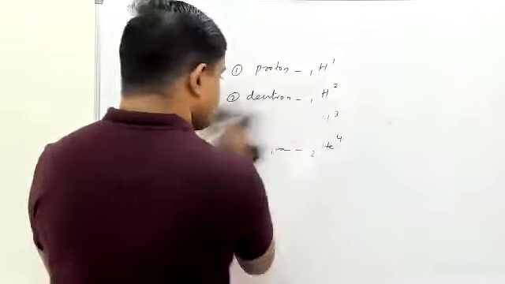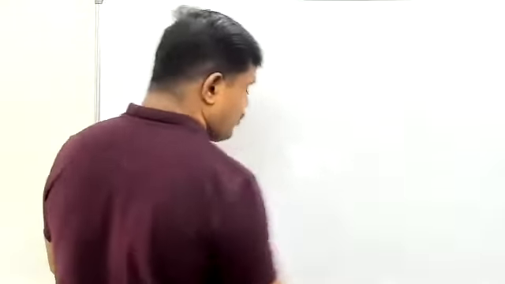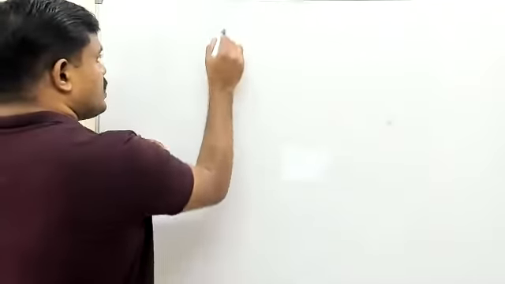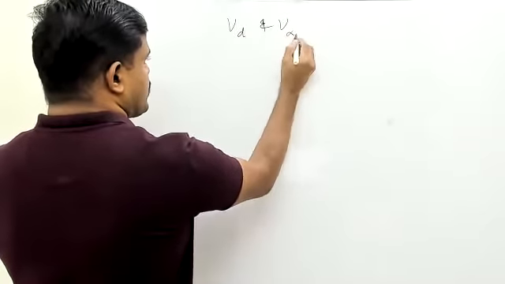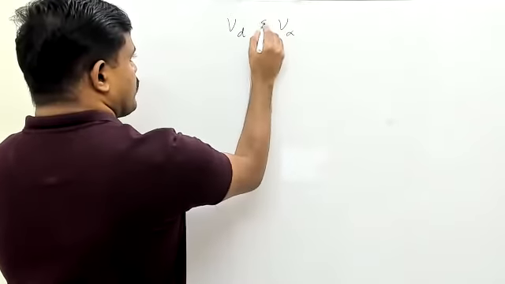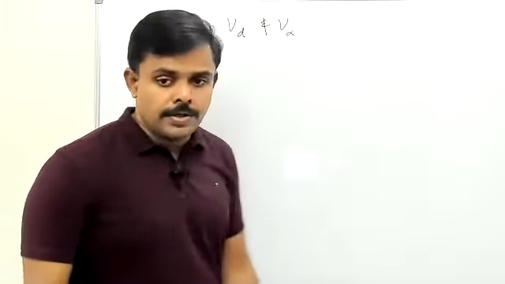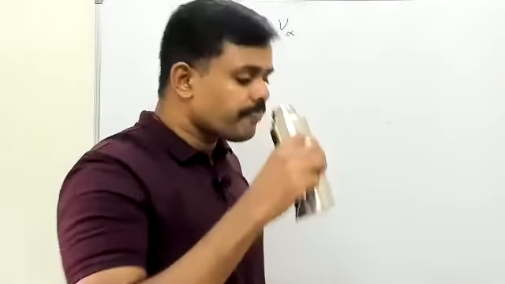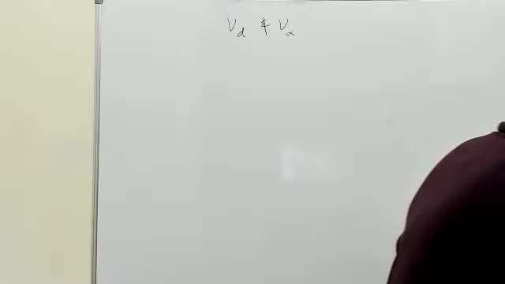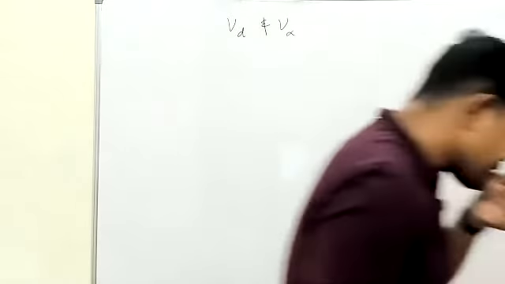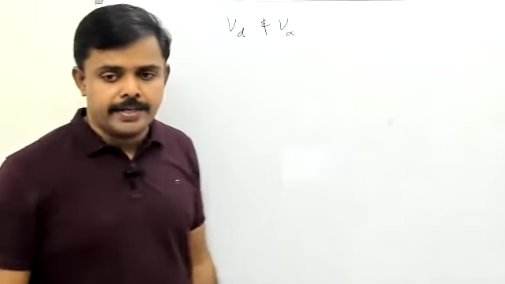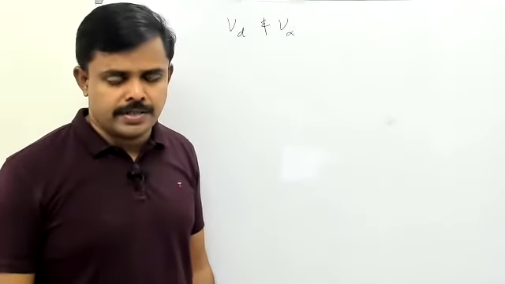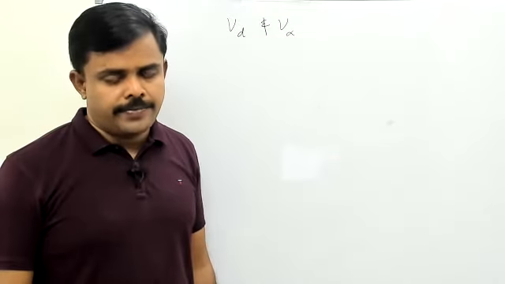Find the ratio of velocities of deuteron and alpha particle entering a potential. Deuteron and alpha particle entering a potential.